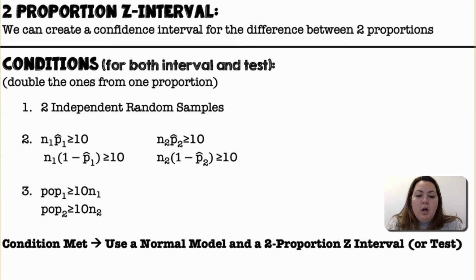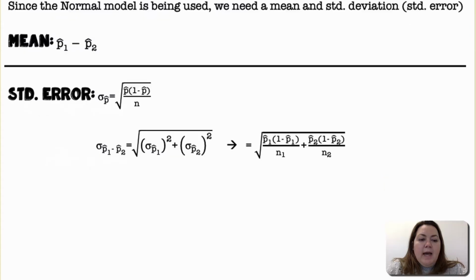So we need to find four different numbers to check the large counts. And then the 10% condition: my two different sample sizes have to be less than 1/10 of the entire population. All right. If those conditions are met, we can use a normal model and we can do a two proportion z interval or a two proportion z test, depending on what we're being asked.